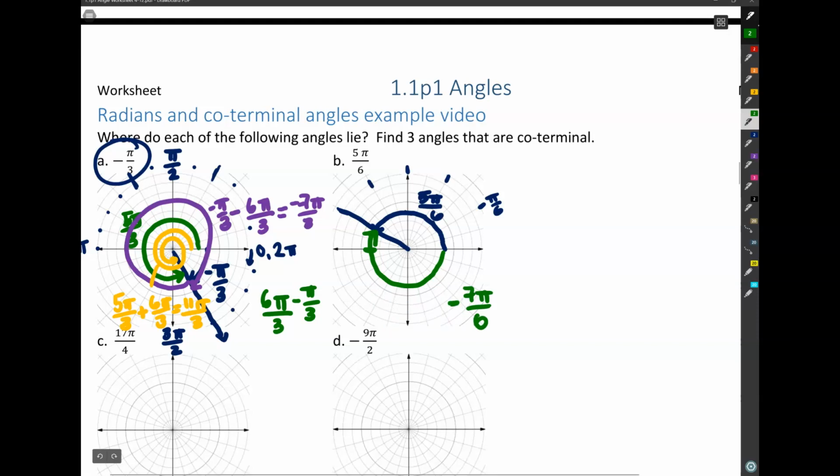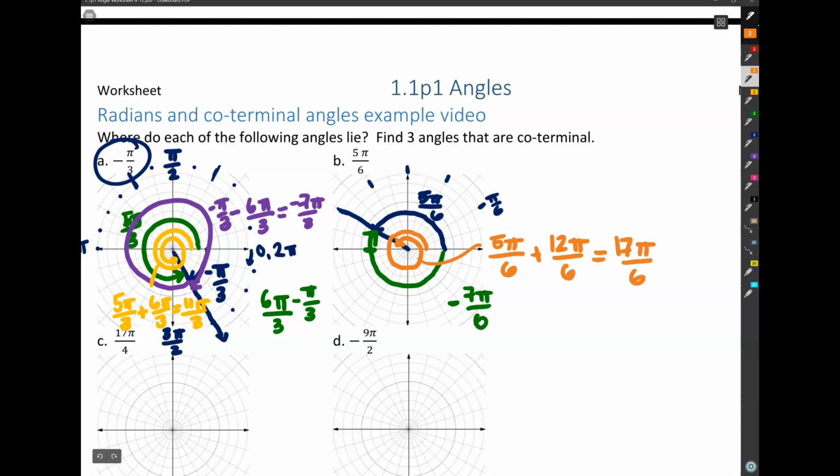So you can either do negatives when you're doing the arithmetic, or you can just add it up and then just try not to forget that if you're going the opposite direction, that's actually a negative angle. Okay, so what else do we have? If we did our 5 pi over 6 and then went all the way around again, that's 5 pi over 6 plus 2 pi. 2 pi is 12 pi over 6s. So we get 17 pi over 6s.